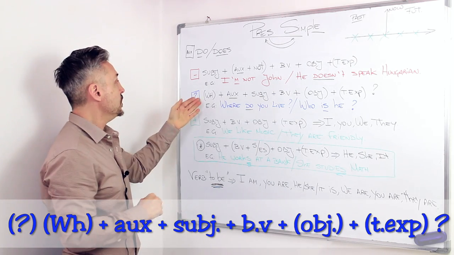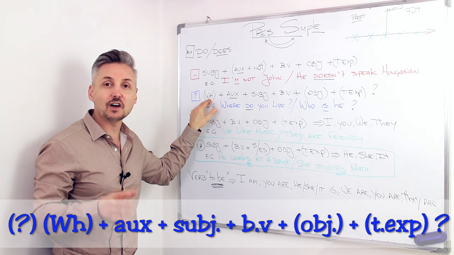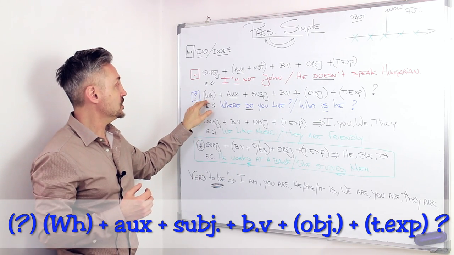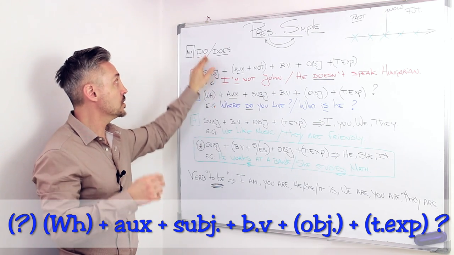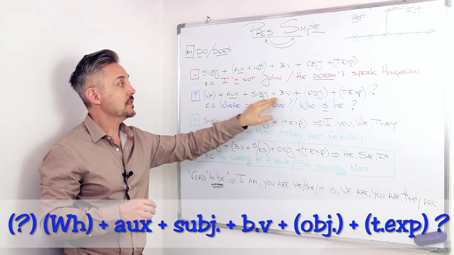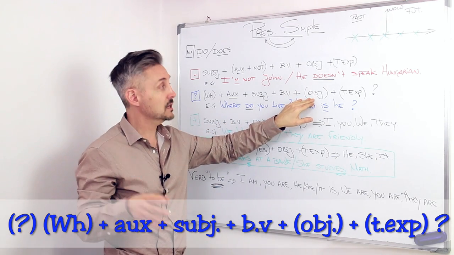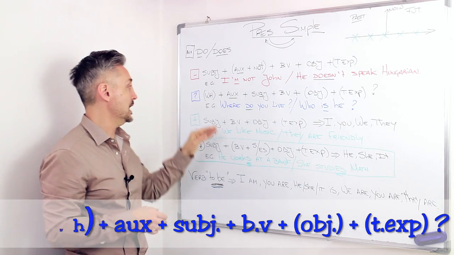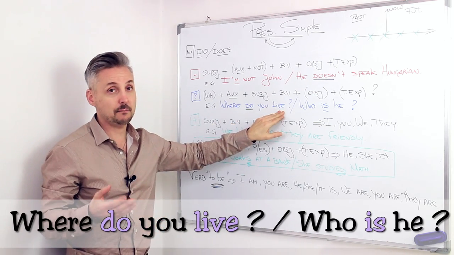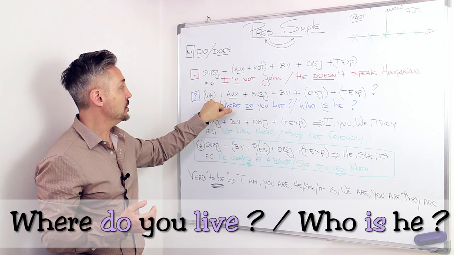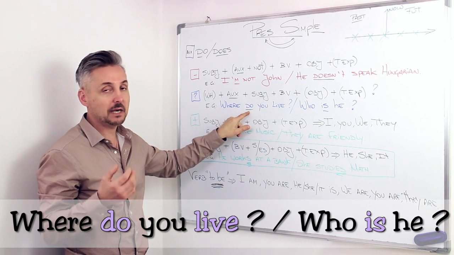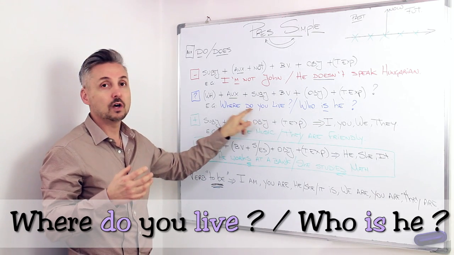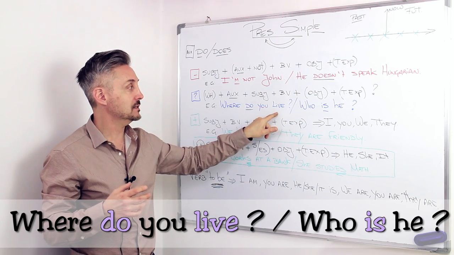Now for a question, WH question word. If you haven't seen my lesson on making questions, you can click here. So as I said, WH question word, sometimes, then the auxiliary, do or does, then the subject, then the base of the verb, then the object, sometimes, and then the time expression, sometimes. I gave you two examples also showing the verb to be. So, where do you live, for example? Where do you live? You can see where is the WH question word. Auxiliary do, because it's not the third person singular, so do you, and then leave the base of the verb.